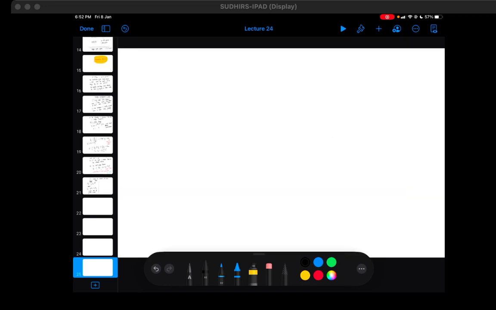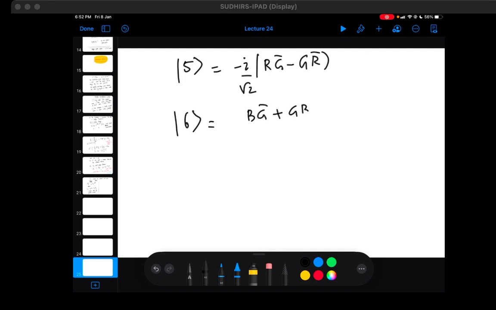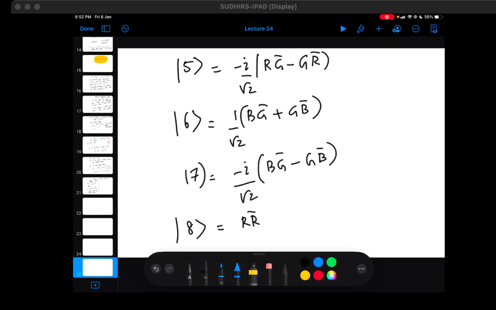The fifth state would be minus I, RG bar minus GR bar by root 2, and the sixth state would be BG bar plus GB bar by root 2, and the seventh state would be minus I, again with the minus sign, BG bar minus GB bar by root 2, and the eighth one also would be a diagonal generator, so it will be RR bar plus BB bar minus 2 GG bar by root 6.